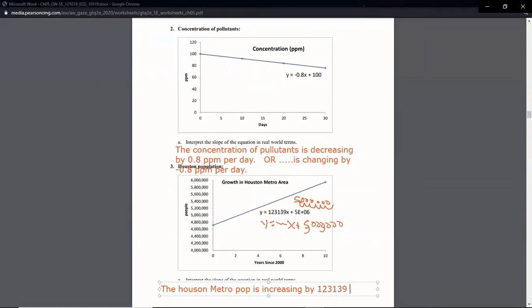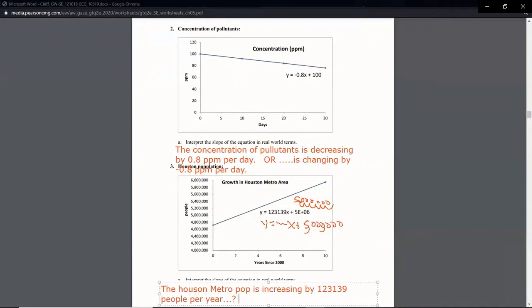So, do we do years per people? Does that sound right? The population is increasing by years per people? No, that's not right. Writing the units in that order does not make sense. It's not for every one person increase, there's another 123,000 years. No, it's for every 1 year that goes by, there's that many more people. So it's people per year, question mark?